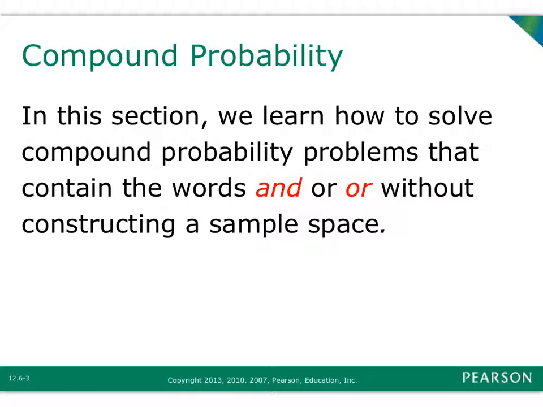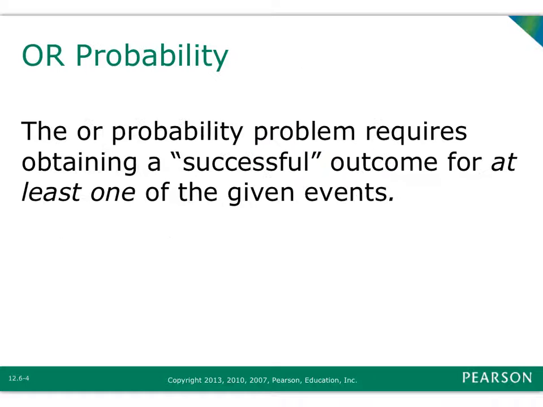So our objective ultimately in this section is to learn how to solve compound probability problems that contain the words "and" or "or" without constructing a complete sample space. The "or" probability problems require obtaining a successful outcome for at least one of the given events. When we say "or", it is typically a union of two events.